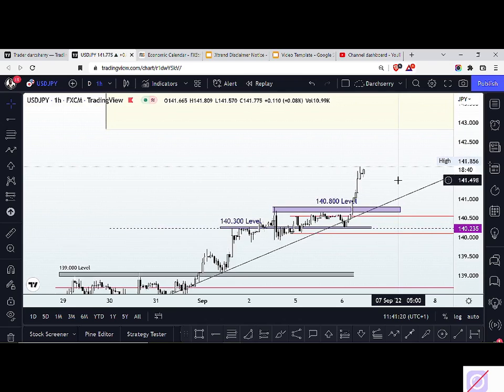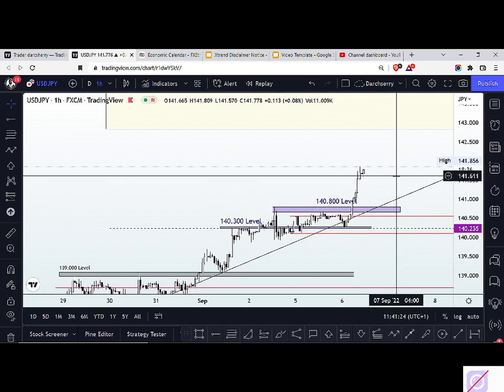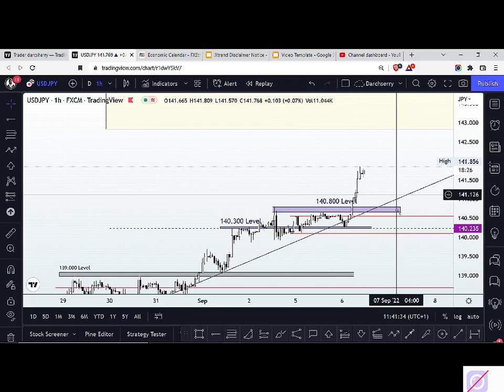So if you have any question on the USD JPY, feel free to drop it in the comment section and let's see how I can be of help. So that is that on the USD JPY. So let's just move on to the next pair.